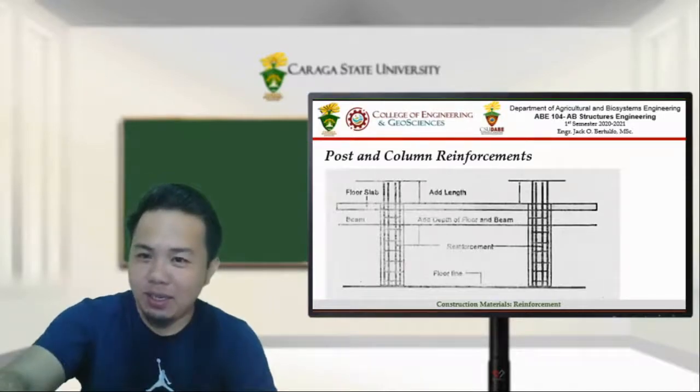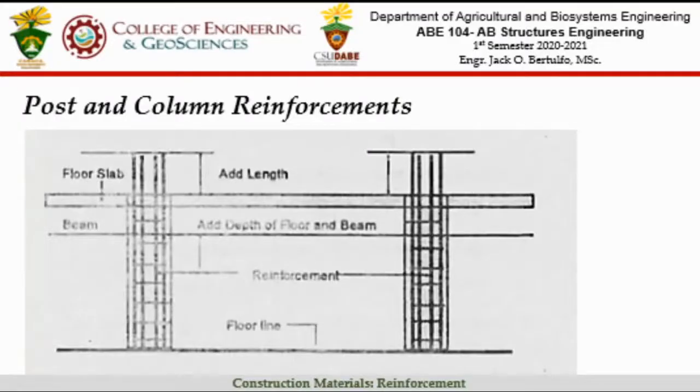So this is the ideal illustration of a reinforcement plan for post and column. If this is the floor line, you have here the post. Then you have here the floor slab, and this area here is the line for the beam.